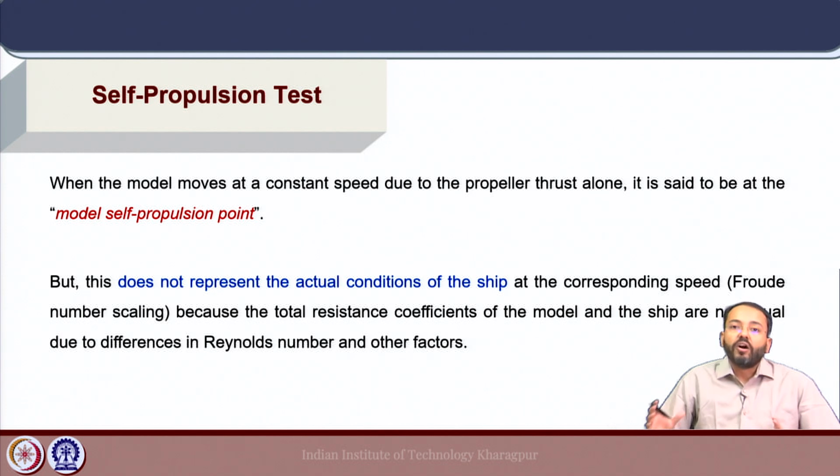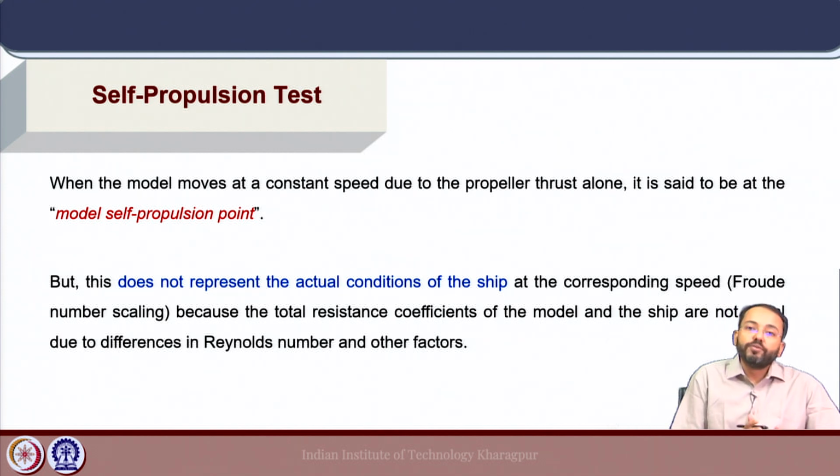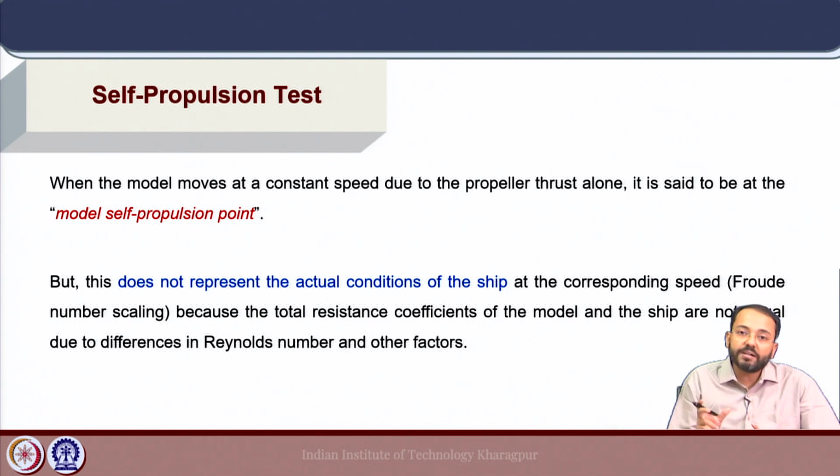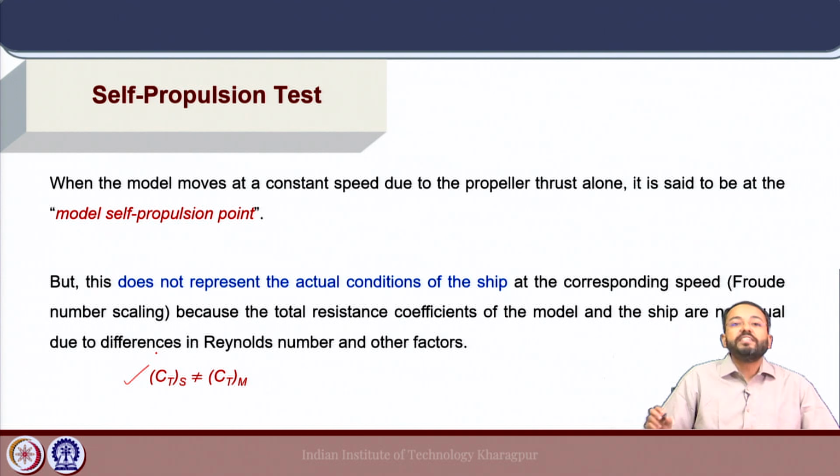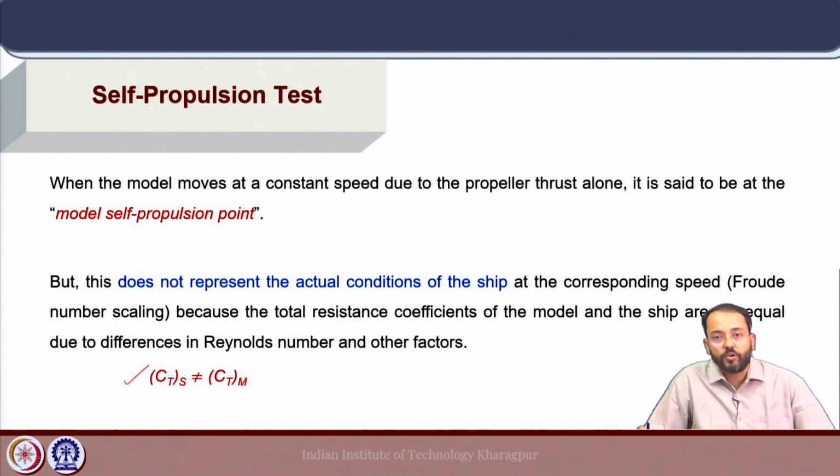So, because of these reasons, we have to make some corrections so that the ship self propulsion point is obtained in the model scale, to adjust the propeller loading such that it operates at the ship self propulsion point, not the model self propulsion point, because we have to calculate the propulsion factors corresponding to the self propulsion point of the ship. So, because of these factors, the total resistance coefficient of the ship is not equal to the total resistance coefficient in the model.